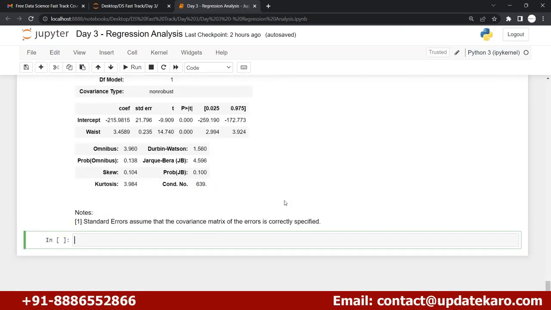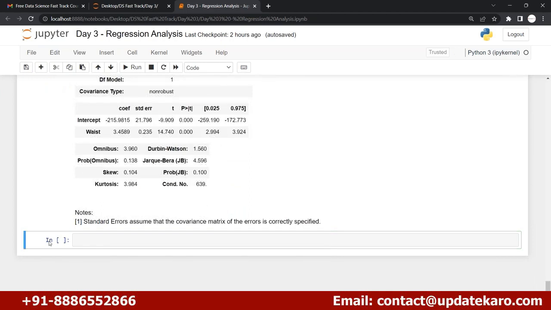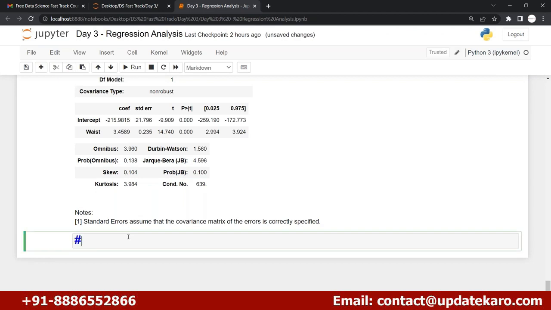So let's go ahead. This is about the simple linear regression. Now let us understand, because this is the base. After this, if you understand this, it will be very easy to understand the multiple linear regression. So let's go ahead and understand the multiple linear regression now.